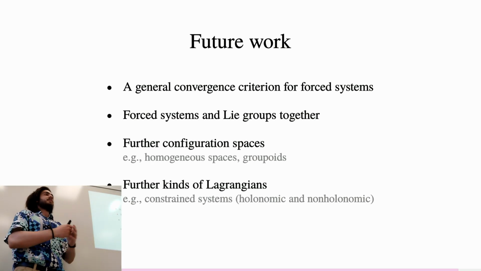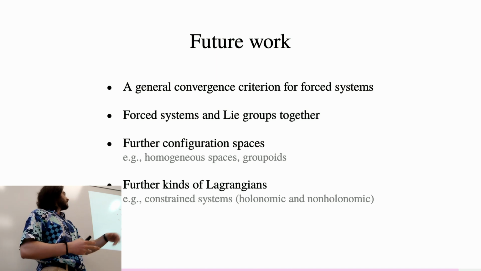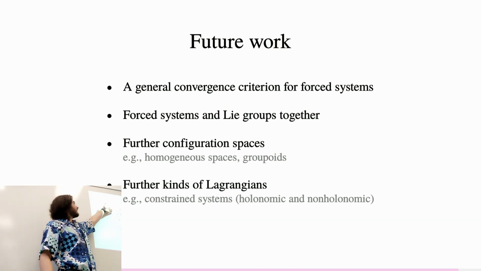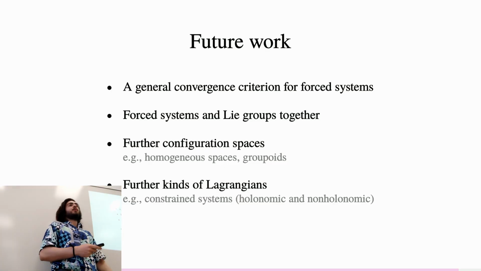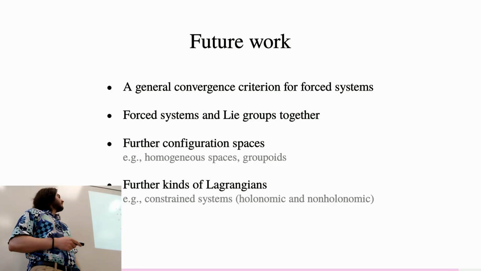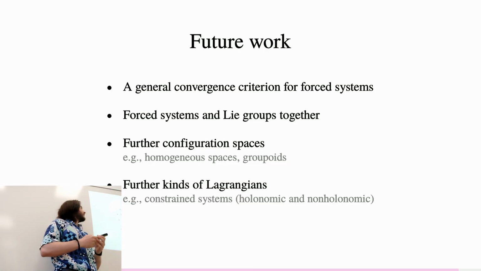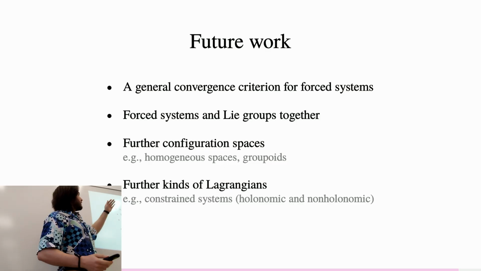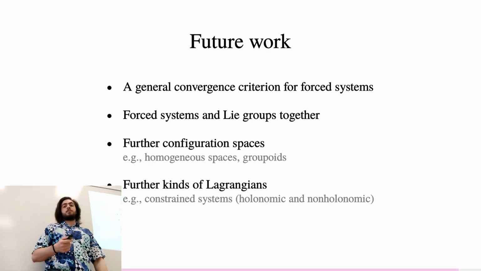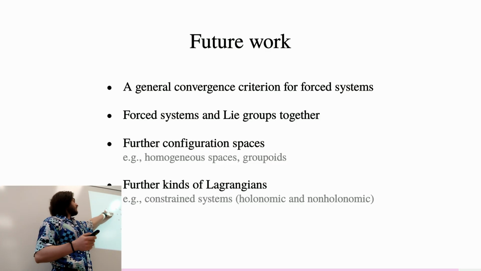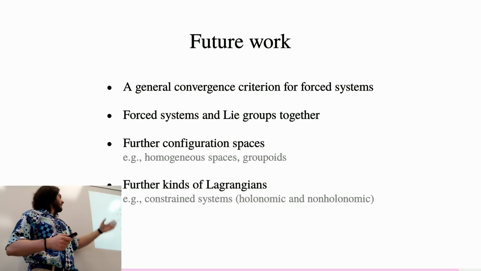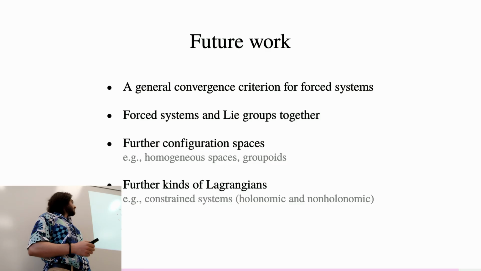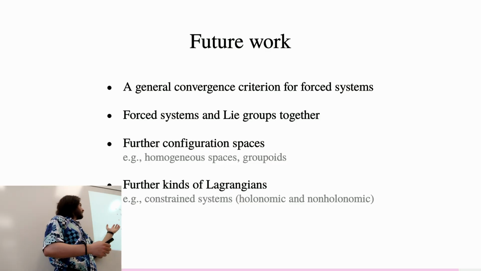So things that I said during the presentation, there are some things in the force systems case that we might be able to find better conditions, and it might be worthwhile to look into different ways of finding convergence criteria, such as Galley's idea of duplicating variables. It will be interesting to see force systems and Lie groups together. In terms of implementation, this is trivial, but in terms of convergence analysis, this is a bit non-trivial, but it seems doable. As I just said, other configuration spaces, such as groupoids.